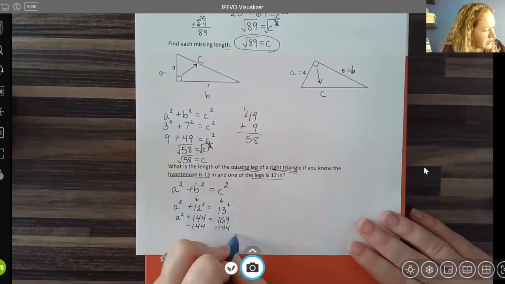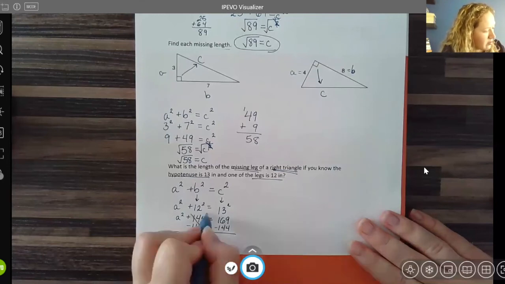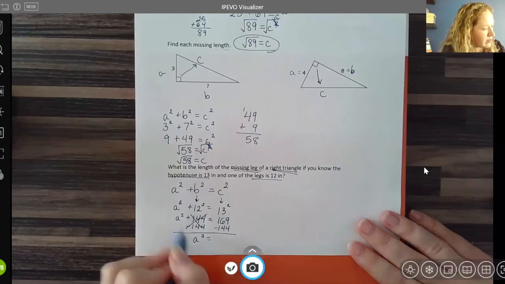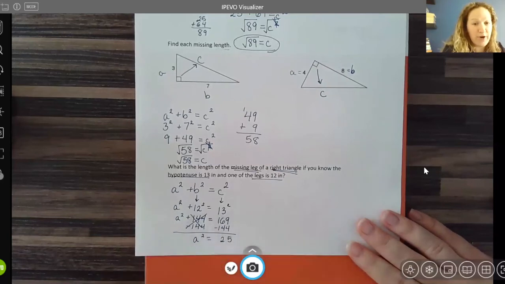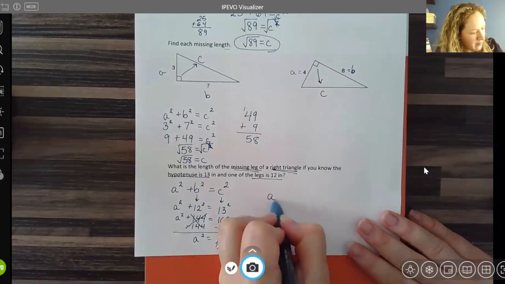Again, whatever I do on one side, I need to do on the other. That becomes 0, so I don't need to add 0. I can just leave it as A squared. 169 minus 144 gives me 25. So A squared equals 25. But I don't want to know A squared. I want to know the length of the leg. So the leg itself is that A.